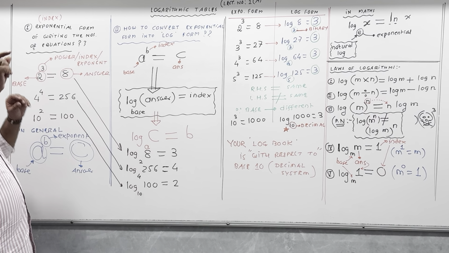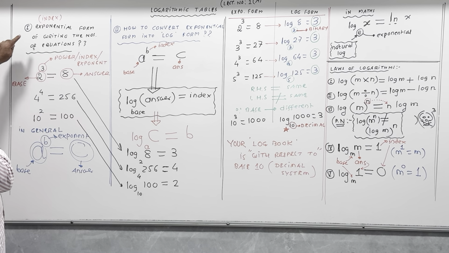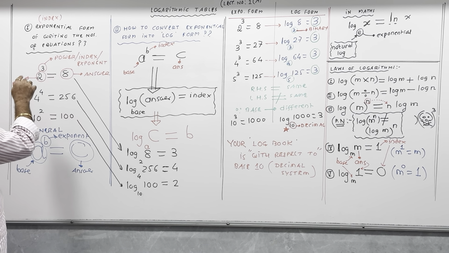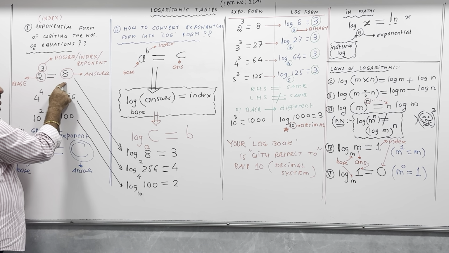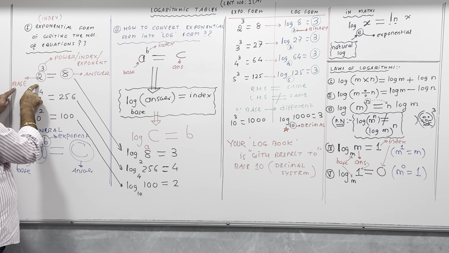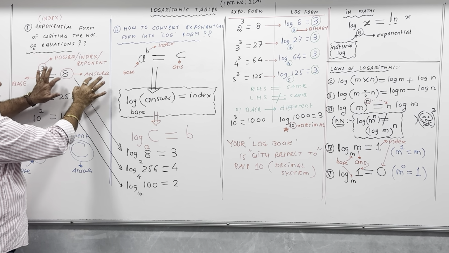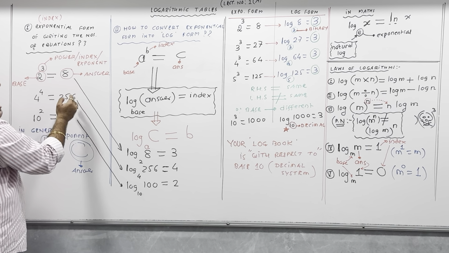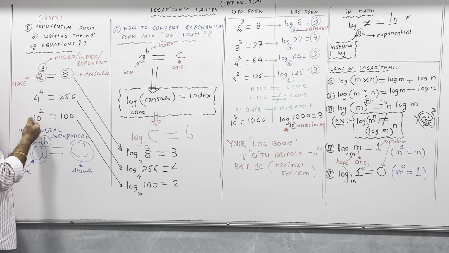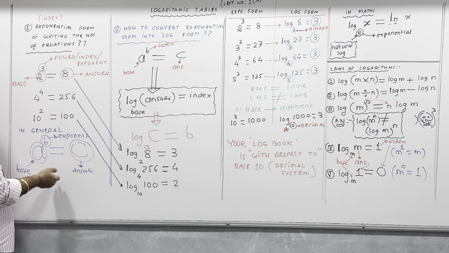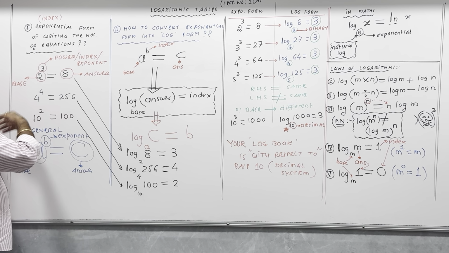So just a quick recap. What is the meaning of exponential form? When you write something raised to something is something, this is called base, this is called index or power or exponent, and this is the answer. Example, 4 raised to 4 is 256, 10 square is 100, and so on. So this is called exponential form.